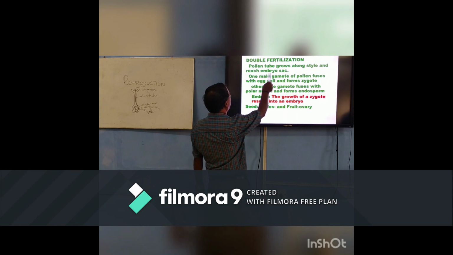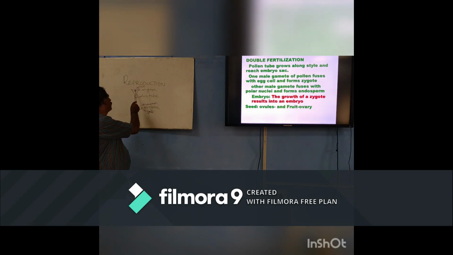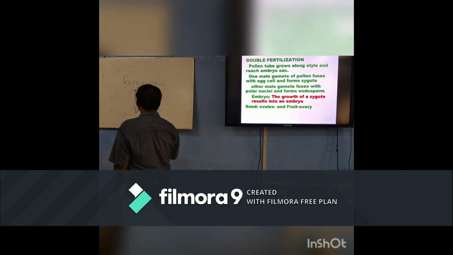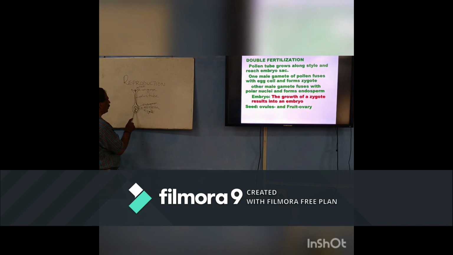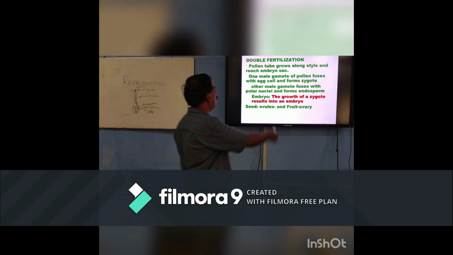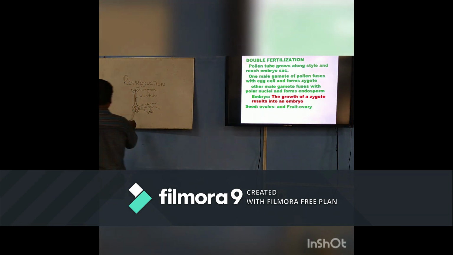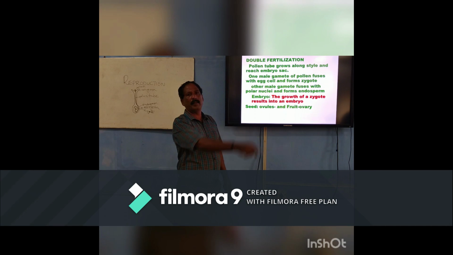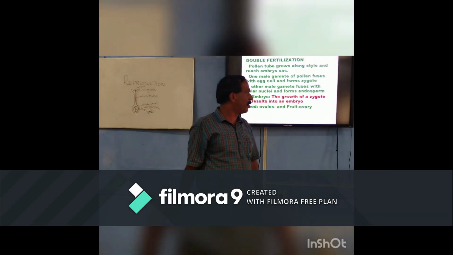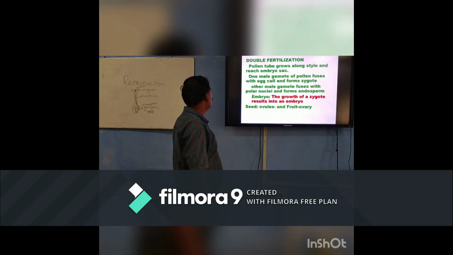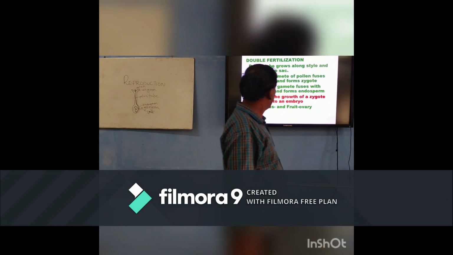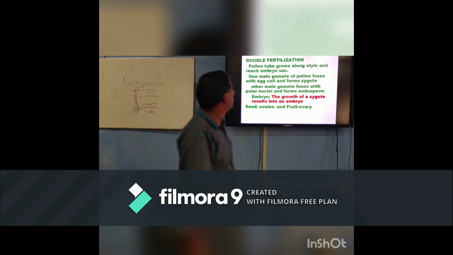The pollen tube grows along the style and reaches the embryo sac. One male gamete of the pollen fuses with the egg cell and forms the zygote. The other male gamete fuses with the polar nuclei and forms the endosperm. The zygote gives rise to the embryo, and the endosperm provides nourishment, that is, food, to the growing embryo. The ovule becomes the seed, and the fruit ultimately comes from the ovary. So this is sexual reproduction in plants.